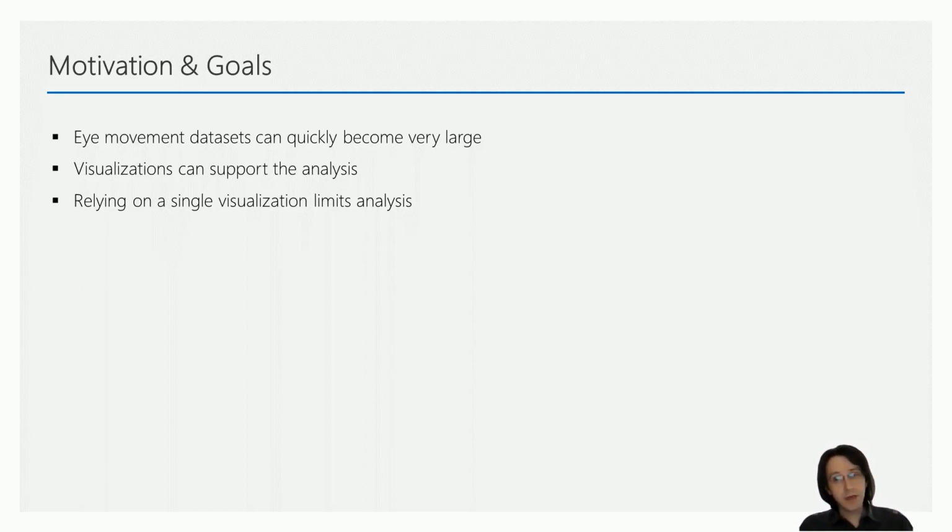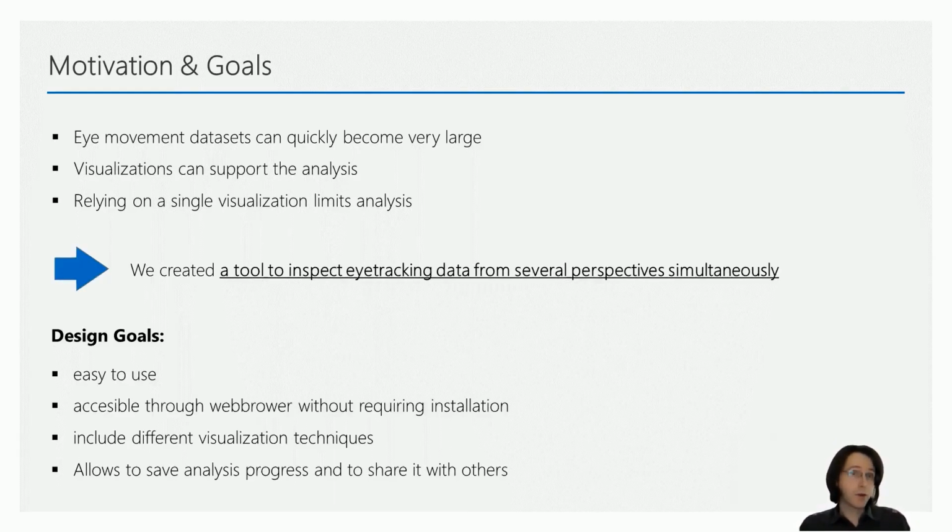Relying on a single visualization only can, however, be limiting, as each type of visualization only provides a certain perspective on the data. In this work, we developed a tool that supports several linked interactive visualizations to be able to inspect the data from different angles. Our design goals were to create an easy-to-use, versatile tool that can be easily accessed through a web browser. It should support different types of visualizations, and it should allow the user to also save the analysis progress and be able to share it with others.